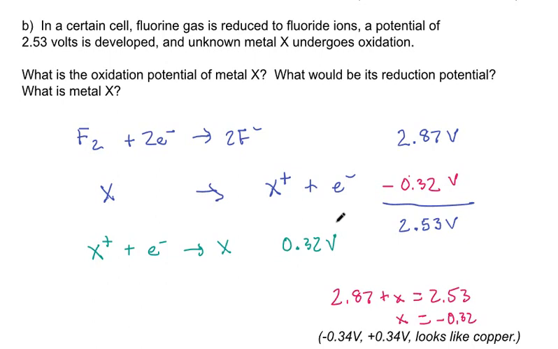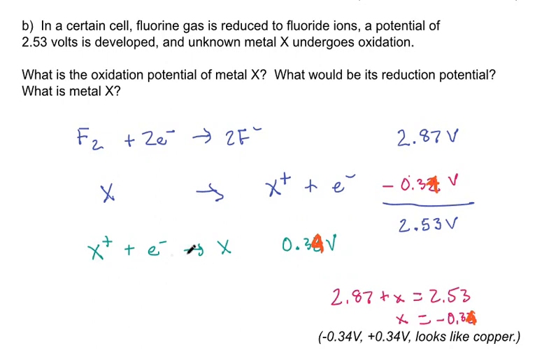I've been saying 2 this whole time. Rats. I apologize. Mental math kills. 2.87 minus 2.53 should be 0.34 volts. You've probably been waiting for me to figure that out. Sorry it took so long. I must be tired.